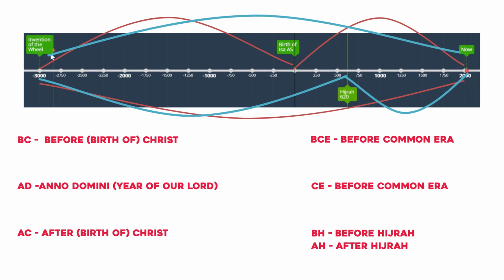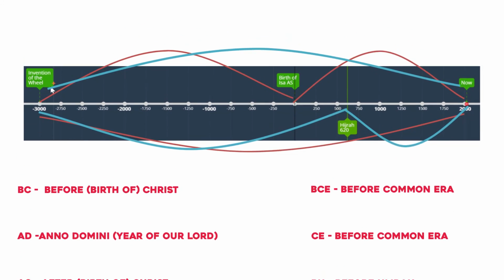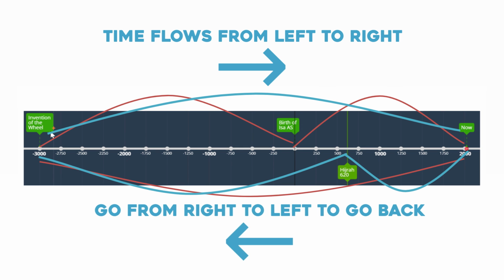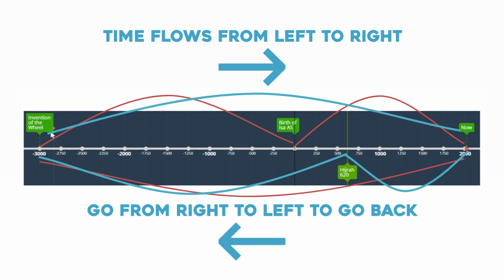So, to conclude, just like the number line, time on the history line flows from left to right. And if we wish to go back in time, we have to go from right to left. Hopefully, you have now understood how the history dating systems work. If you still have any confusions, you can watch this video many times to get more clarity. Remember, once again, this is a tricky concept and will require some time.